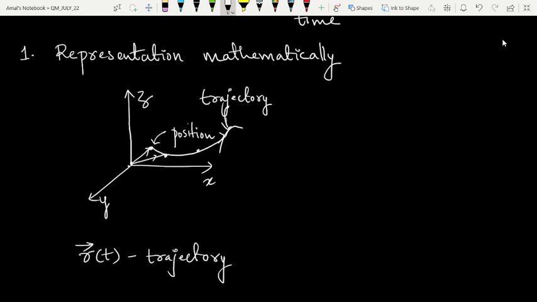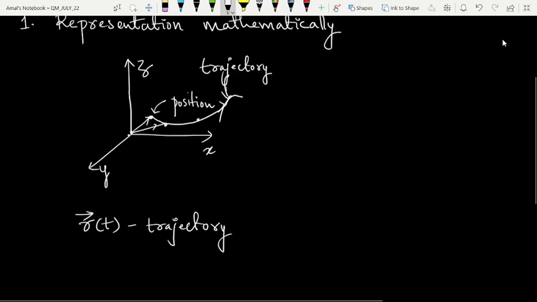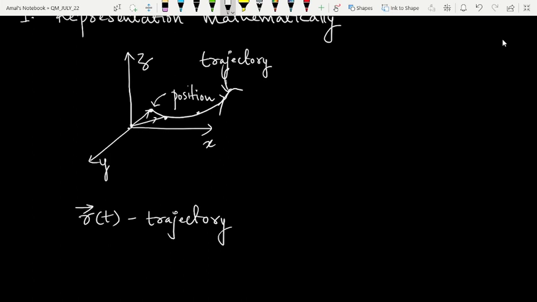Okay, so now we represented this position or position change mathematically, and then we ask the question: if we know the initial configuration or initial position of the particle, can we predict the final or later position of the particle? So this is the question we are going to answer in classical mechanics.